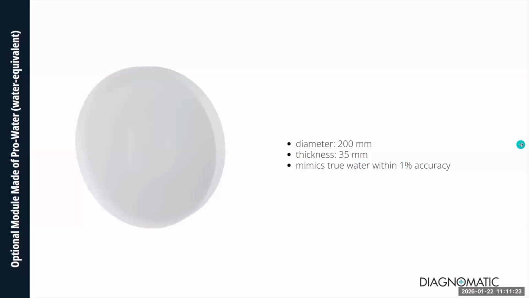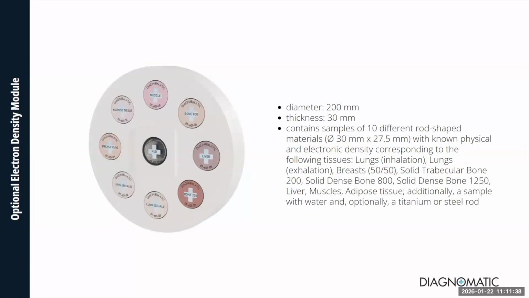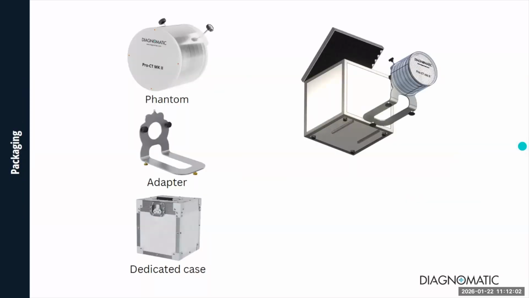We can also equip our phantom with the solid water, a Pro Water homogeneous disc made of resin mimicking true water with 1% accuracy. To have more values of the tissues, we can equip the phantom with the optional electron density model with different tissue mimicking rods. So it can be used not only in diagnostics, but also in radiotherapy.